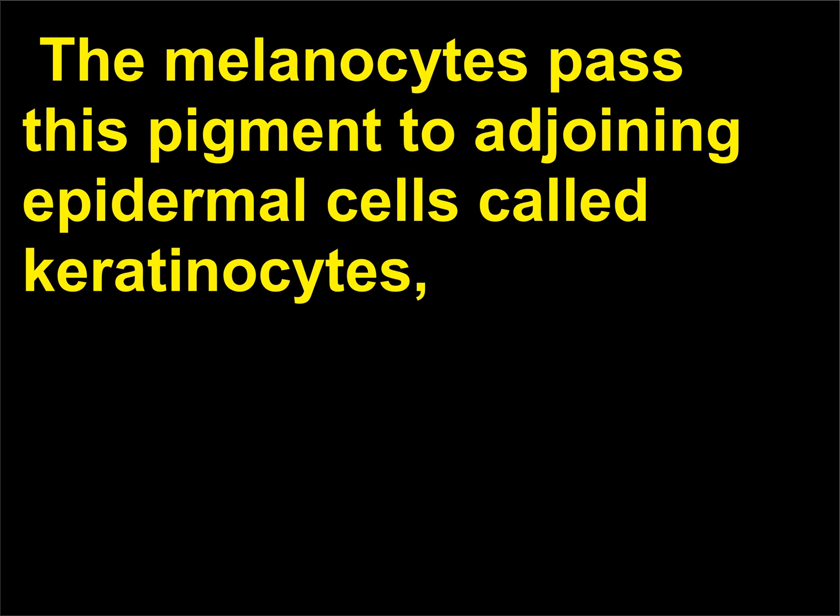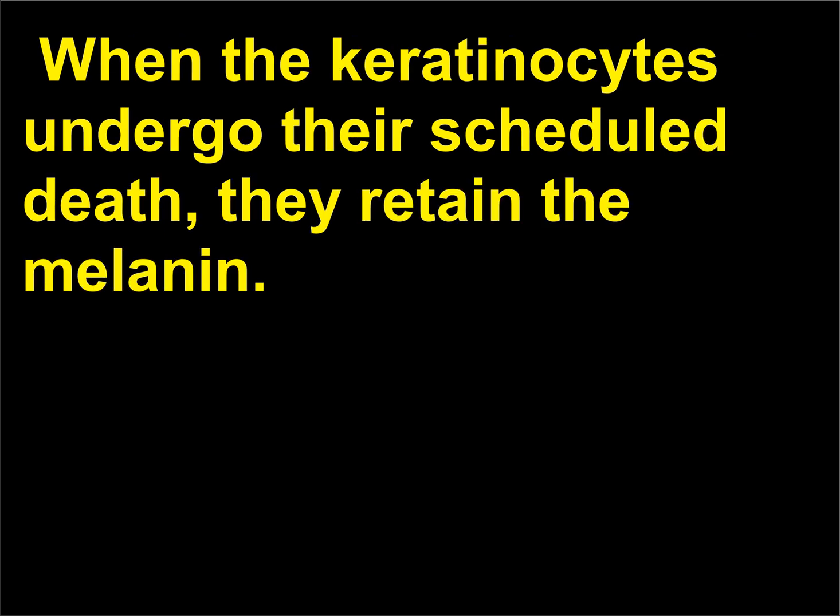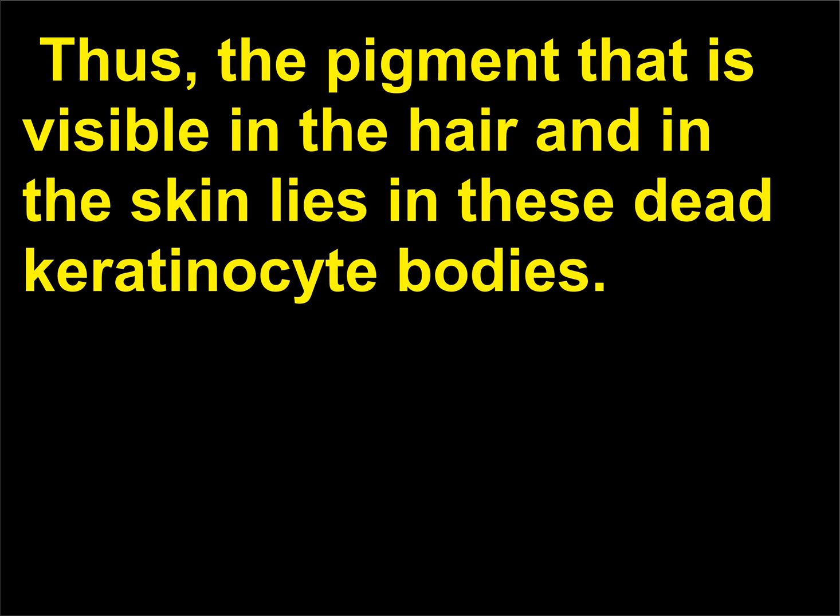The melanocytes pass this pigment to adjoining epidermal cells called keratinocytes, which produce the protein keratin, hair's chief component. When the keratinocytes undergo their scheduled death, they retain the melanin. Thus, the pigment that is visible in the hair and in the skin lies in these dead keratinocyte bodies. Gray hair is simply hair with less melanin, and white hair has no melanin at all.